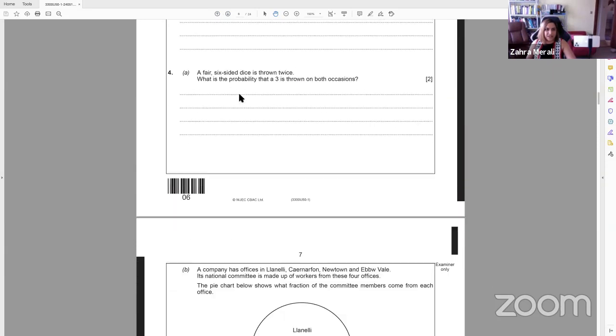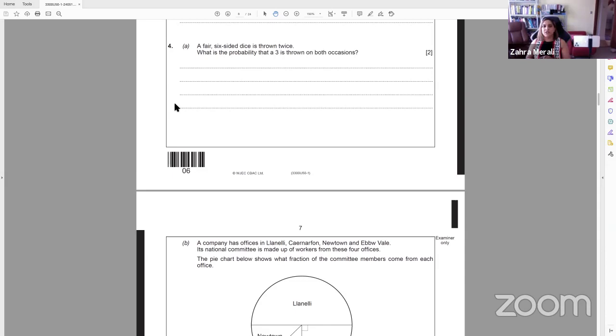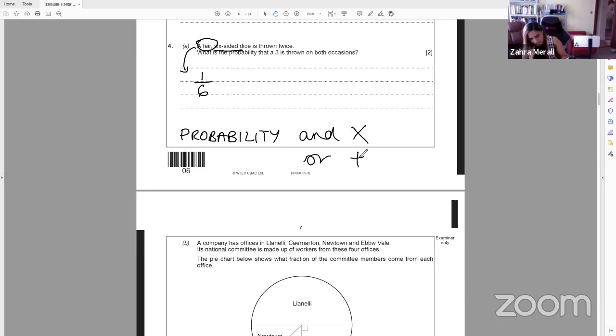So we've got a fair six-sided dice thrown twice. What is the probability that a 3 is thrown on both occasions? The important thing about the fair dice is that it's 6-sided, so the probability of getting anything is 1/6. And if you remember from things I've said before with probability, or is add and and is times. So we want a 3 and a 3. So it's 1/6 times 1/6 to give you 1 over 36.